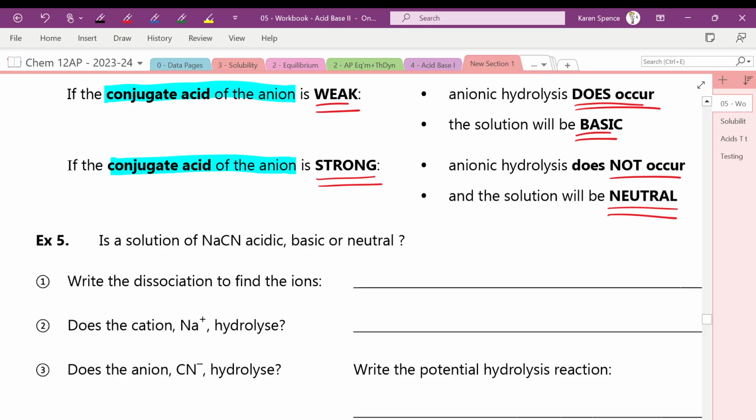NaCN. Acidic, basic, or neutral? Could you tell me right away without writing all the steps?